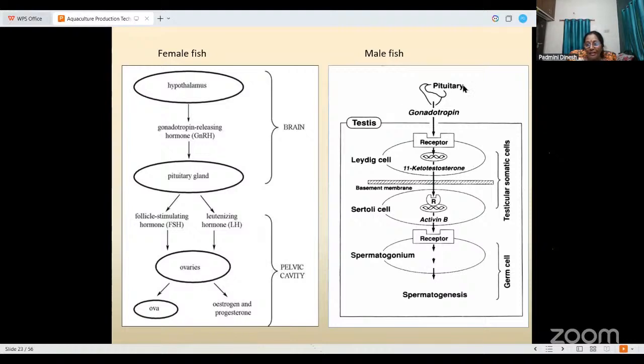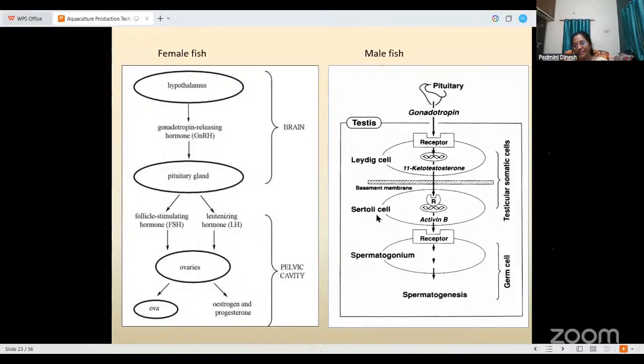In the male fishes, the pituitary gland releases gonadotrophin, and the receptors are on the Leydig cells. What is a Leydig cell? If you have noticed the TS of the testis, you have the germ cells, and you also have the Leydig cells. What is the function of a Leydig cell? Leydig cells induce the release of testosterone, the male character of fish or humans or anything. Leydig cells give rise to testosterone, which gives that male character to them. Once this is released, the spermatogonium is released, and the spermatogonium also has Sertoli cells.